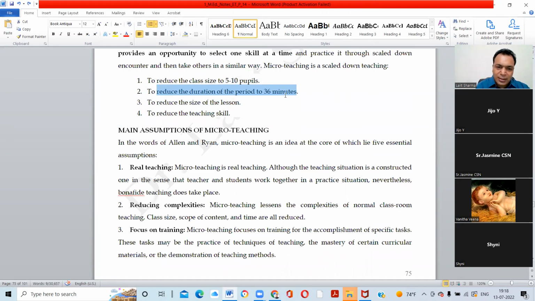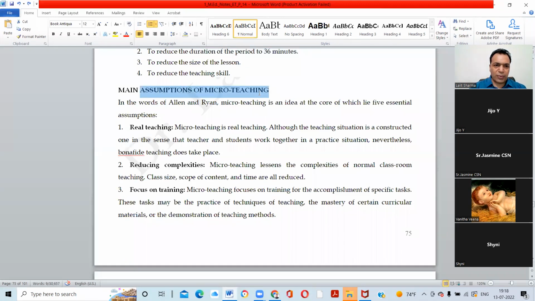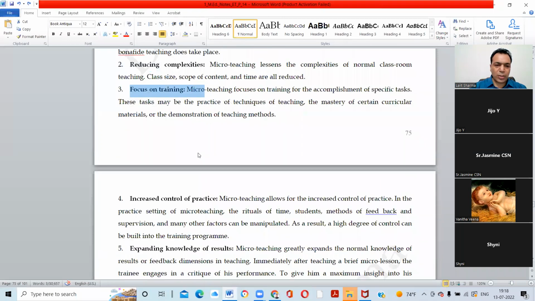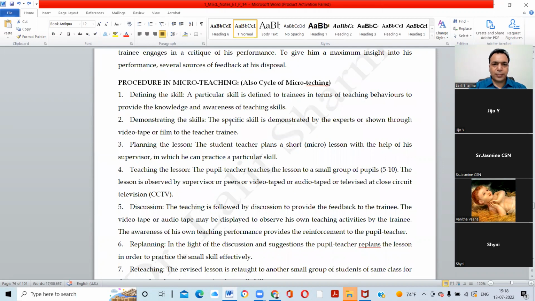To reduce the size of the lesson, to reduce the teaching skills. This is the main assumption of teaching: real teaching, reducing complexities, focus on training, increase control of practice, expanding knowledge and result.